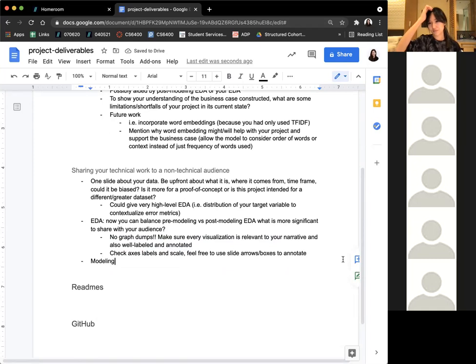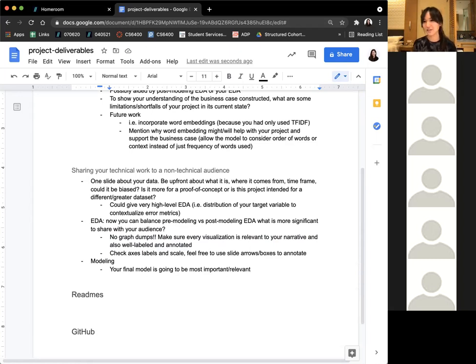Okay. So with your modeling, I think the most important thing is going to be your final model. How you arrange this section is really up to you and how you think you can best share succinctly how you are working through this project. But your final model is going to be most important and relevant. In a 5 to 8 minute presentation, you don't have time to talk about the 10 different models that you used.